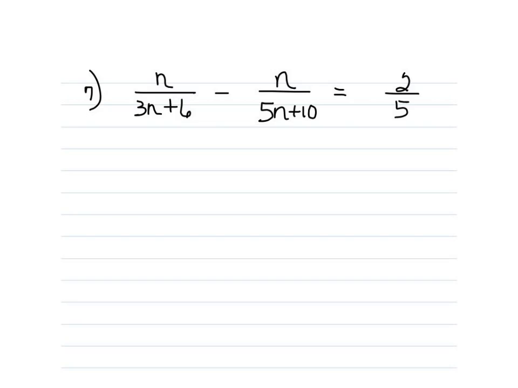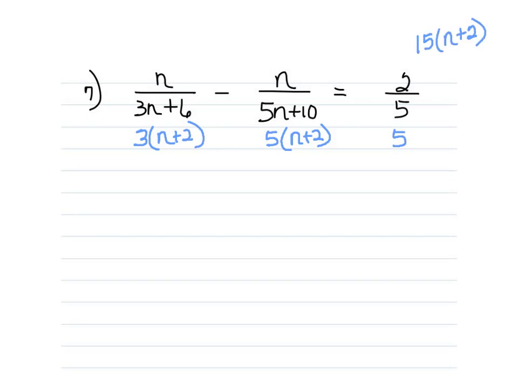Number 7. Okay, let me first find the least common denominator for this equation. Look at our denominators and I'll factor them. This is 3 times n plus 2. This is 5 times n plus 2. And this is 5. So my least common denominator is going to be 15 times n plus 2.